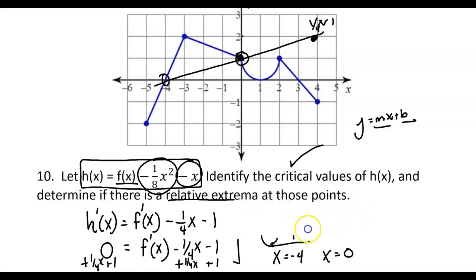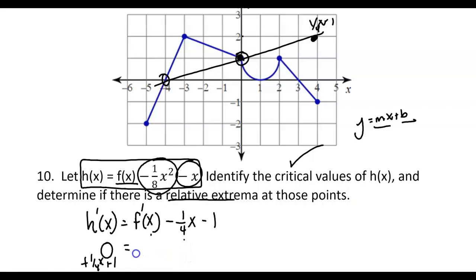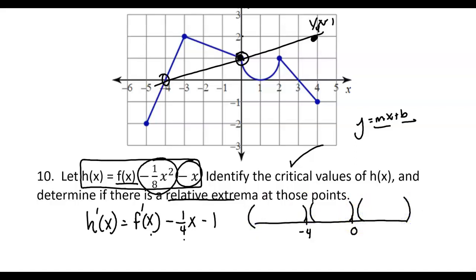So, I need some space, so I'm going to erase this. All right. So we found that we had two critical values. We're going to do our number line test. We had a critical value at -4, and we had a critical value at 0. And what I'm going to do is I'm just going to pick numbers in these intervals. So h prime of -5, h prime of -1, and h prime of 1.